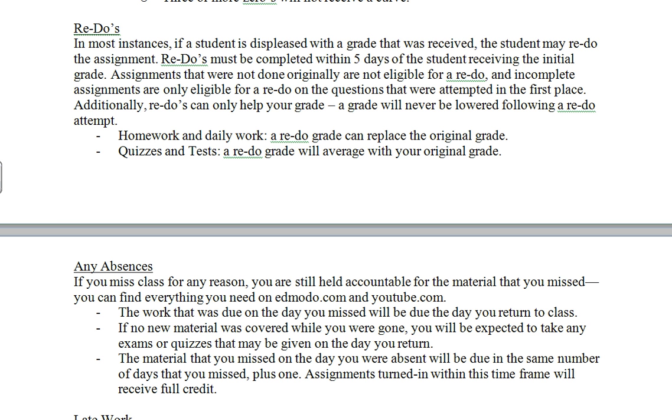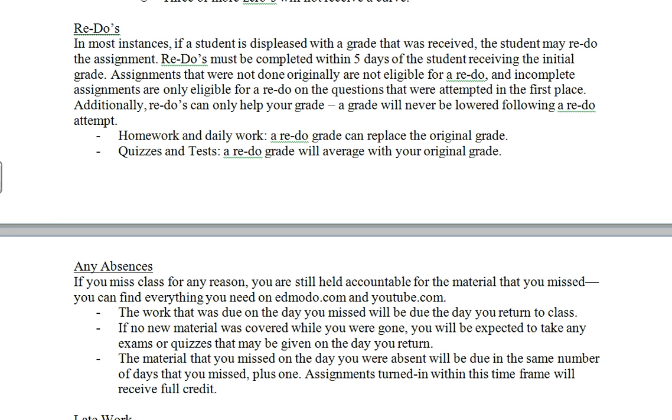Absences. If you miss class for any reason, you are still held accountable for the material that you missed. As I already said, you can find everything you need on edmodo.com and youtube.com. I post videos of the lessons that we do. I post the assignments that we do. Everything is going to be available to you even when you are not at school. So there will be none of the "I wasn't here, I didn't know." It is posted for you. "I left my assignment at school, so I couldn't do it." It is available to you online.